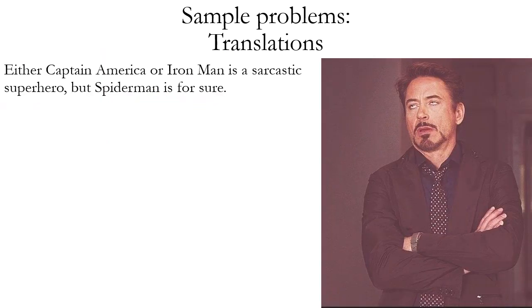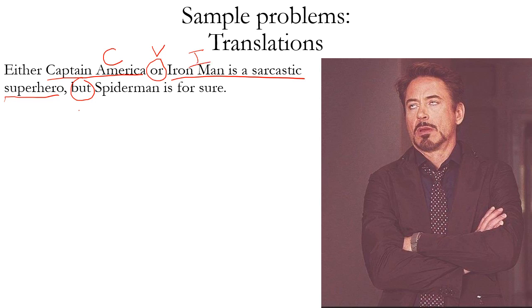Either Captain America or Iron Man is a sarcastic superhero, but Spider-Man is for sure. So let's start by circling our logical operator words. We have either or, which is symbolized by one logical operator, the wedge. The second logical operator word is but, which stands for the conjunction, like the word and. Our first simple proposition is Captain America is a sarcastic superhero, symbolized by C, or we could have chosen another letter like A. And then Iron Man is a sarcastic superhero is another simple proposition, which we can symbolize by I for Iron Man.